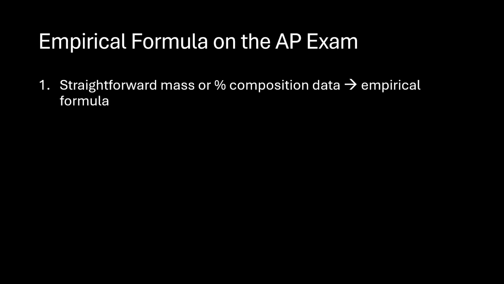So now, how are you going to see the empirical formula on the AP exam? You could have it 3 different ways. The first way would be a straightforward mass or percent composition data to empirical formula. This is what we've been doing. That's a pretty simple problem. You might see one, but it's probably not going to look like this on the AP exam. But there have been some in the past.